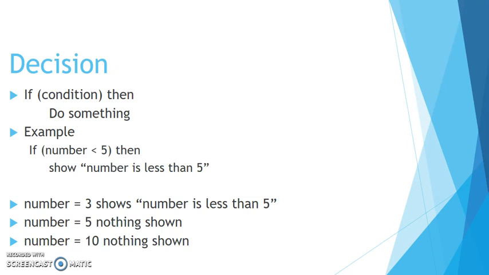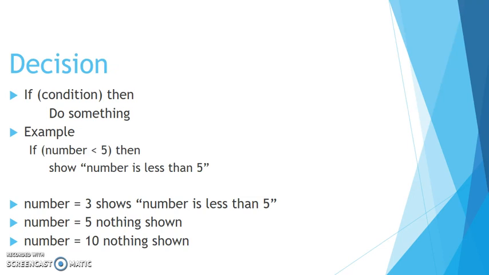So the example we're going to look at here is if a number is less than 5, then we show that the number is less than 5. Otherwise, we do nothing. So here we have some test cases to test to see if our decision is coded correctly. So we have the number is set to 3. So we go up and we check our condition. Is 3 less than 5? Yes, it is. Then it will show number is less than 5.